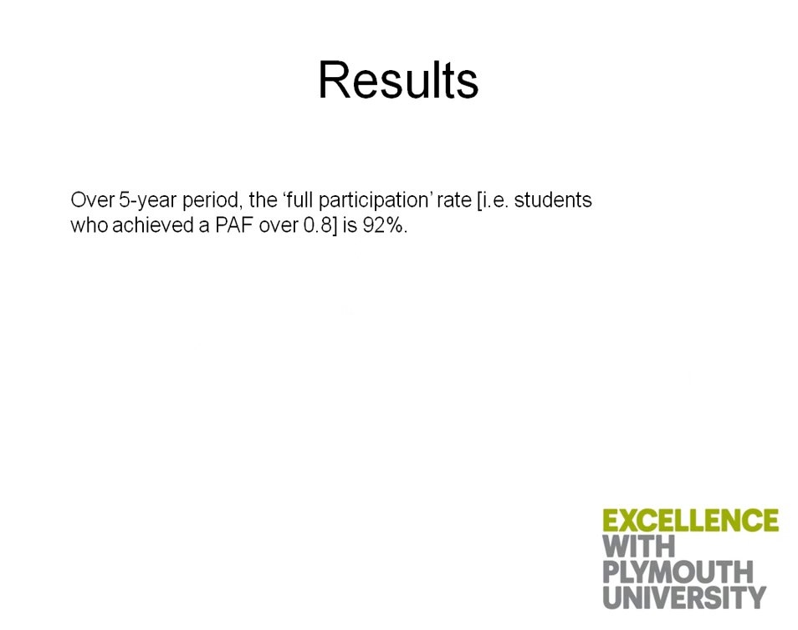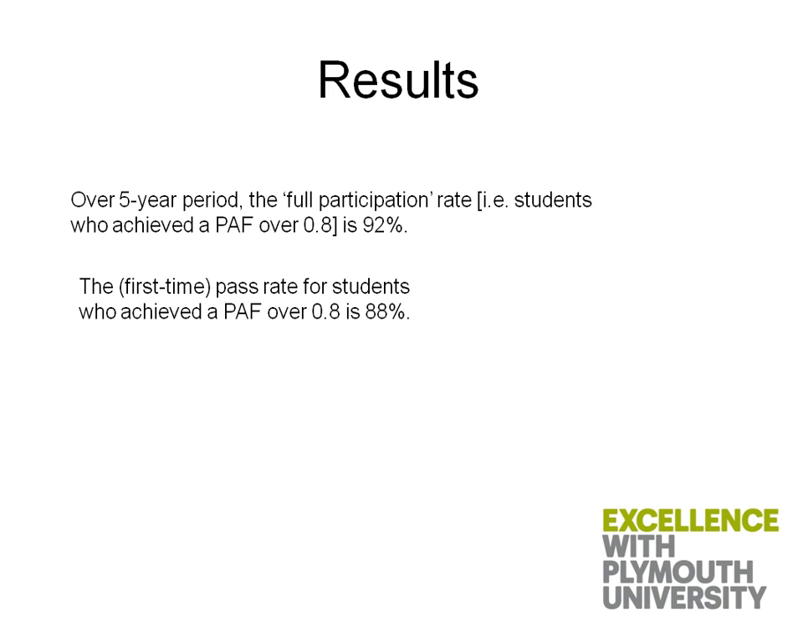over a 5-year period, I've called a full participation rate. I just identified those students as having a peer assessment factor over 0.8, on the basis of the previous graphs. So over that 5-year period, 92% of my students have fully participated in that sense. For those who did fully participate, the first time pass rate for the module is 88%, which compares favorably, I think, with other modules on the same programs on which this module runs.